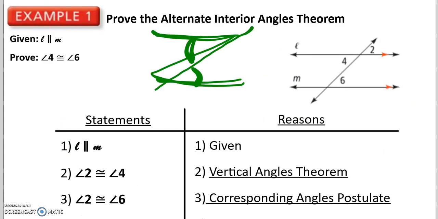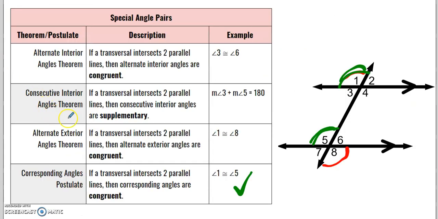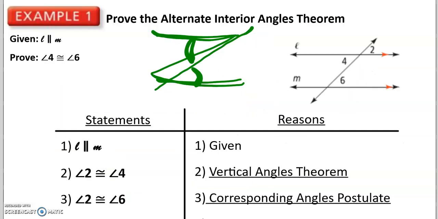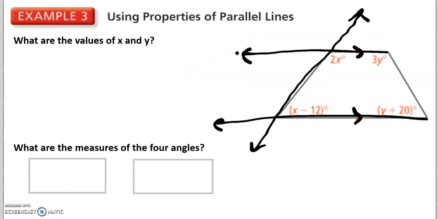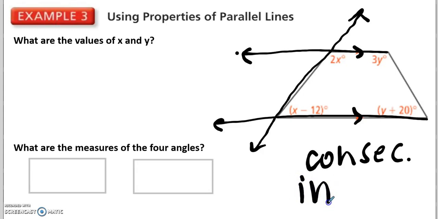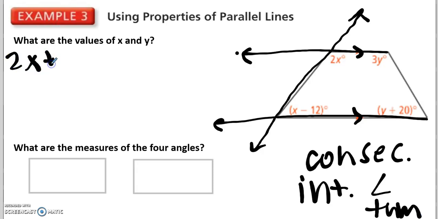Well, what does that tell me? Consecutive interior angle theorem tells me that angles add up to 180. They're supplementary. Okay, and that's what I'm going to use, the consecutive interior angles theorem, to solve for x. So I can write equations. I can say 2x plus x minus 12 equals 180, right?